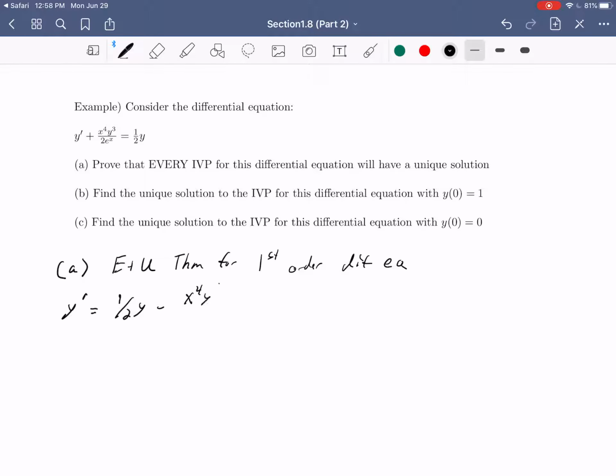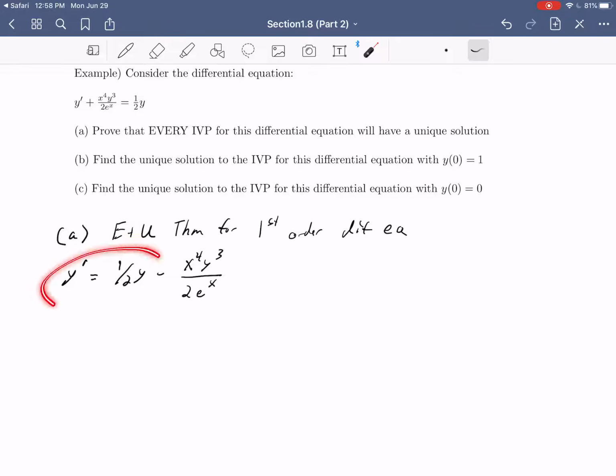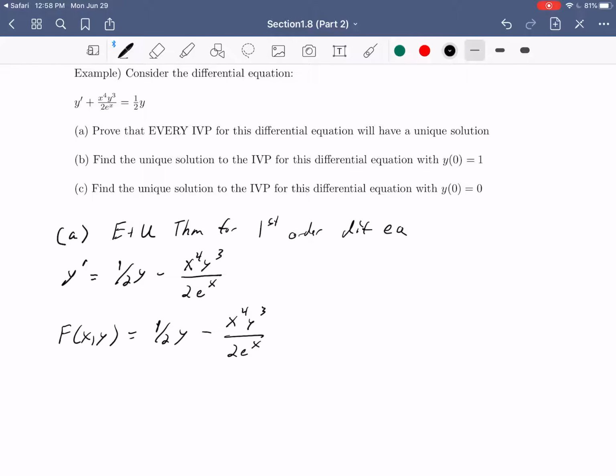If we do that, we can sort of rephrase the differential equation as y prime is 1/2 y minus x to the fourth y cubed over 2e to the x. We can then see that this has f of x,y, in terms of the phrasing of the existence and uniqueness theorem, as 1/2 y minus x to the fourth y cubed over 2e to the x. Are there some issues with continuity? There could be with that 2e to the x in the denominator, but as we know, e to the x is never 0. So this is definitely continuous everywhere.